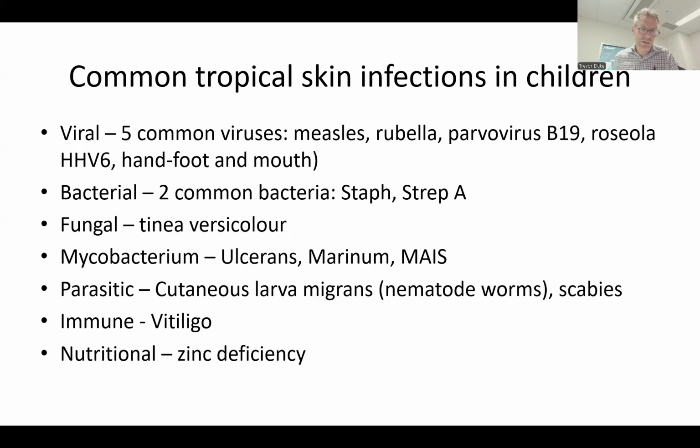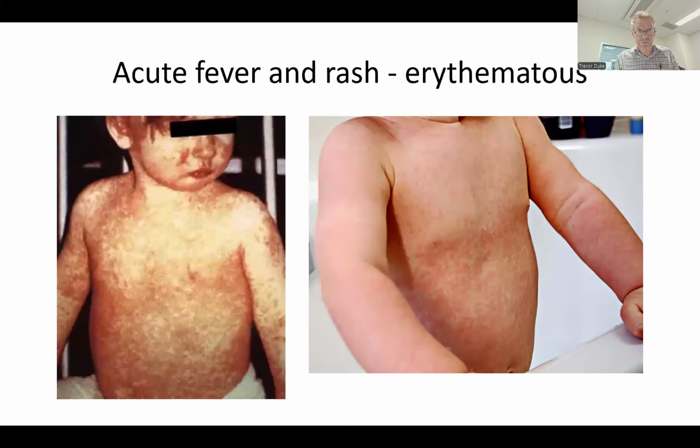I'll briefly mention vitiligo because that's part of the differential diagnosis of hypopigmented rashes, and we may touch on zinc deficiency as something else that causes skin rashes that we often mistake, or may mistake, for some other diseases like staph infection. It falls into that differential diagnosis.